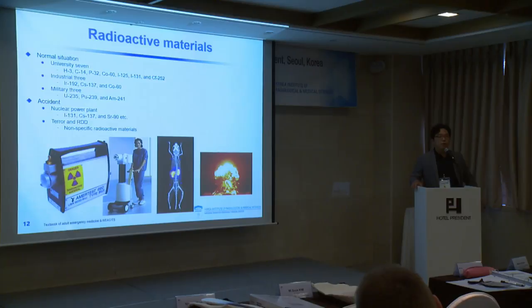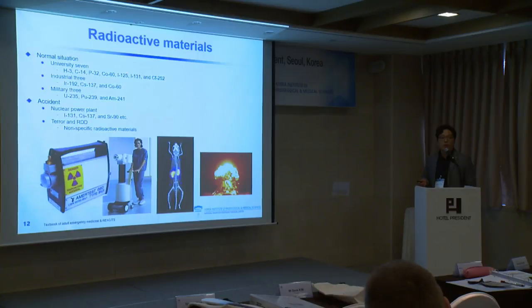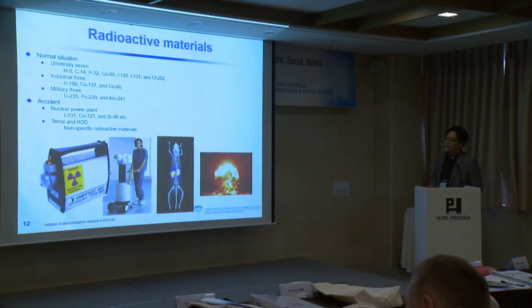Actually, I surveyed what kinds of radionuclides we use in normal situations. There are three categories for normal situations: university 7, from tritium to californium-252, industrial 3, and military 3. So these radionuclides are used in normal situations, and we can guess that they could be dispersed by an accident at this site. And also, when a radiation accident happens at a nuclear power plant, we have to focus on monitoring iodine-131, cesium, and strontium. And also, for some terror or RDD accident, we can collect some information about the event. So this is a typical photo of these kinds of radionuclides. Okay.